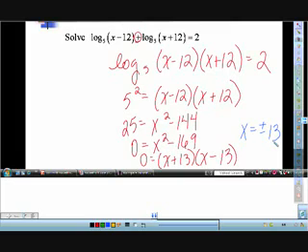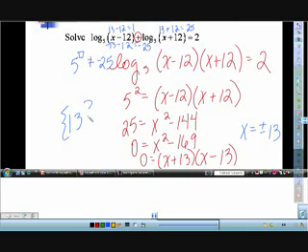Now, when I plug in a positive 13, 13 minus 12 is 1, and that's fine. 13 plus 12 is 25. So positive 13 is a solution. However, negative 13 minus 12 is going to give me a negative 25, and 5 raised to a power will never equal a negative 25. So my answer is 13 with an extraneous root of negative 13.